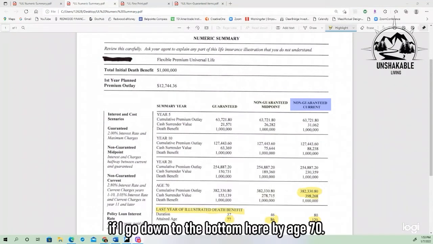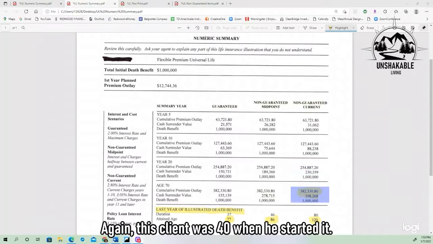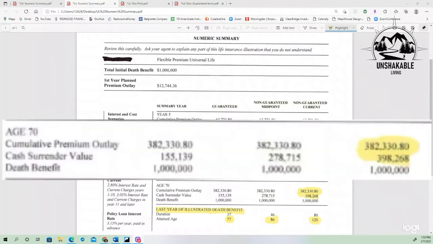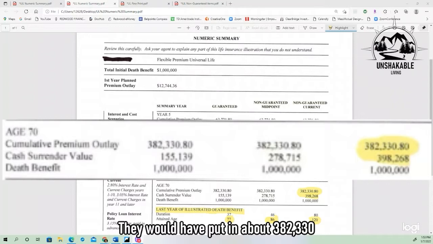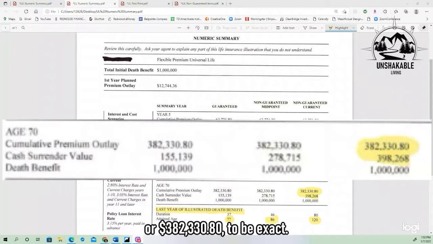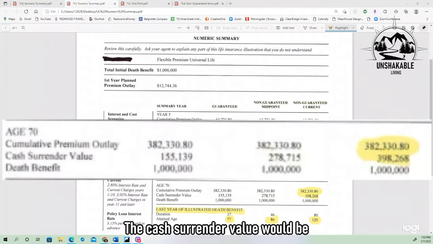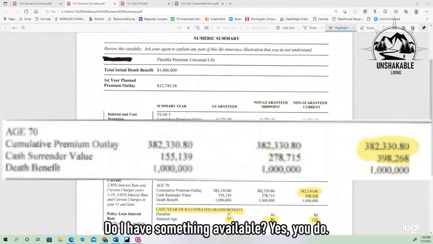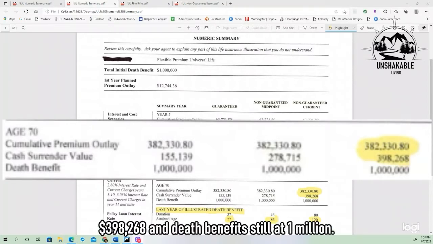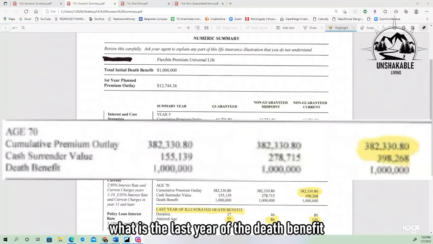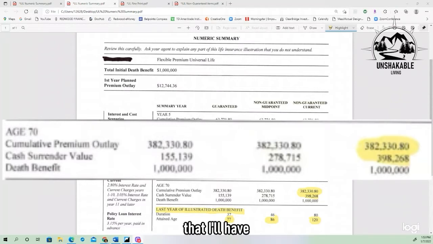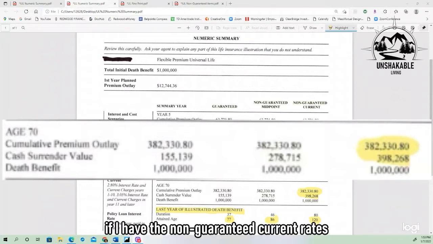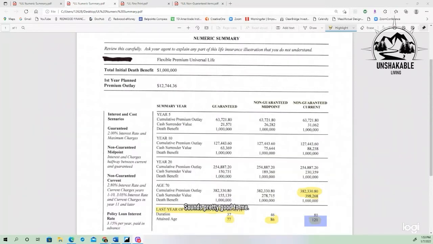If I go down to the bottom here, by age 70, again, this client was 40 when he started it, they would have put in about $382,330.80 to be exact. The cash surrender value would be, hey, if I want to get rid of the policy or if I want to take some money out, do I have something available? Yes, you do: $398,268. And death benefit still at $1 million. And if I go down here, what is the last year of the death benefit that I'll have with the non-guaranteed current rates? Age 120.